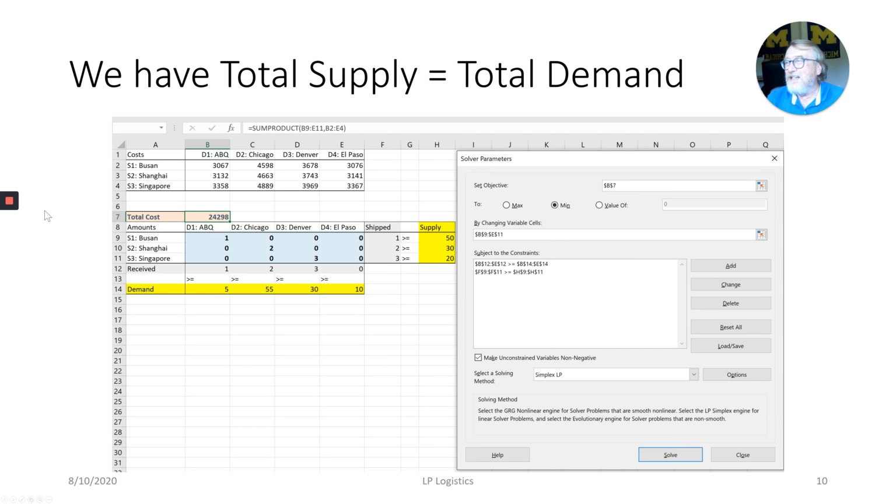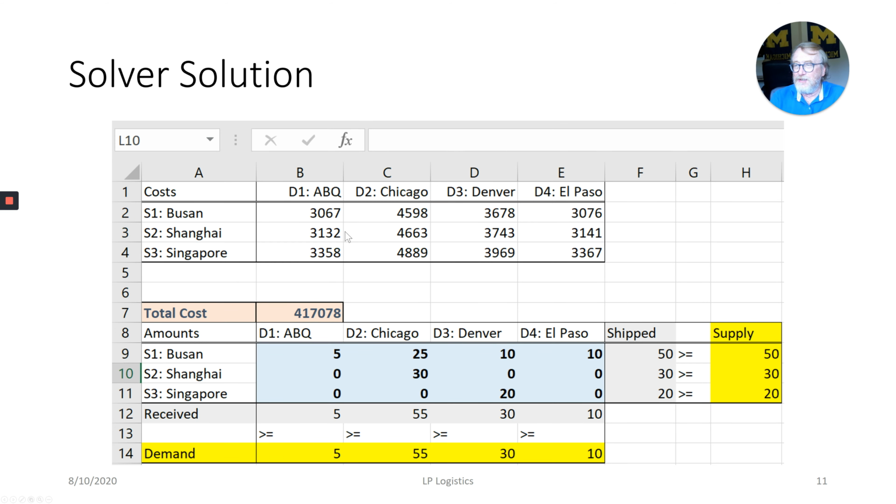All right. So here we go. We changed the constraints to bigger than or equal to. We have the same objective function, same changing cell. What I did is I hit change, I highlight one, hit change the constraint, highlight the other one, hit change. Simplex LP, click solve, and there's the solution. So the minimum cost solution is $417,000.